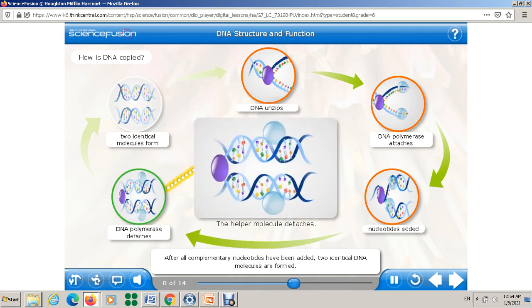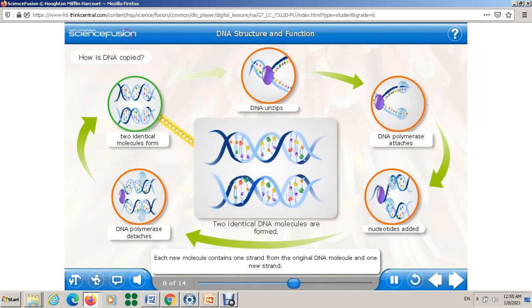After all complementary nucleotides have been added, two identical DNA molecules are formed. The helper molecule detaches. Each new molecule contains one strand from the original DNA molecule and one new strand. Each molecule can split again when it needs to be replicated.